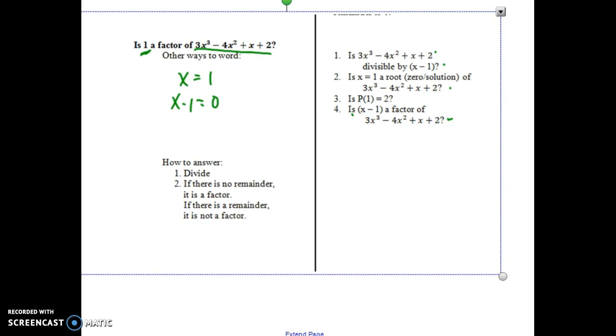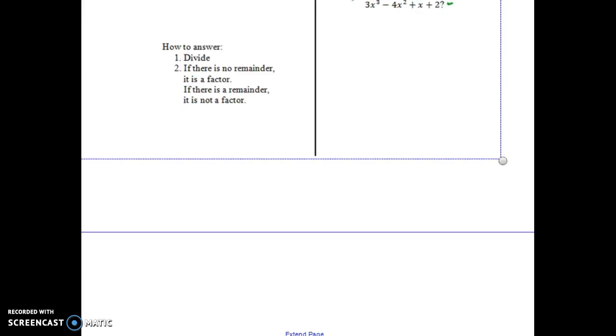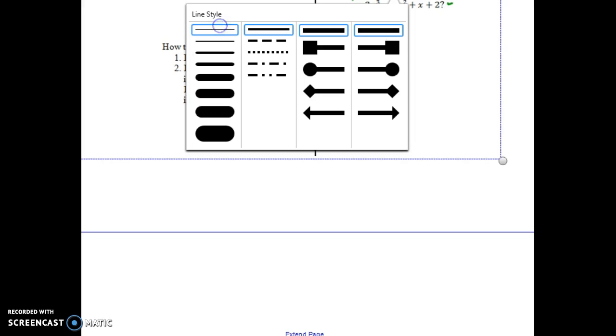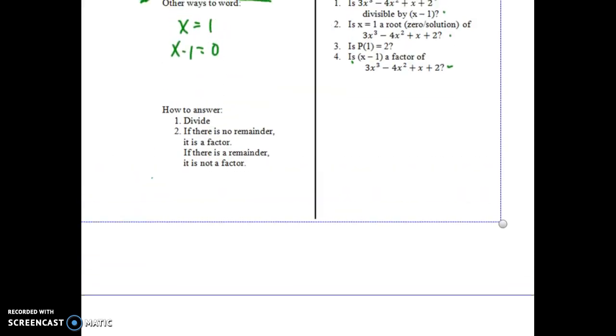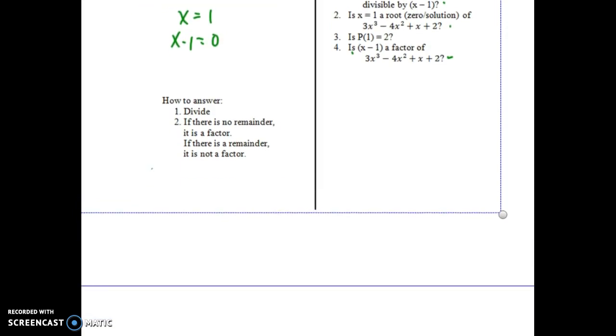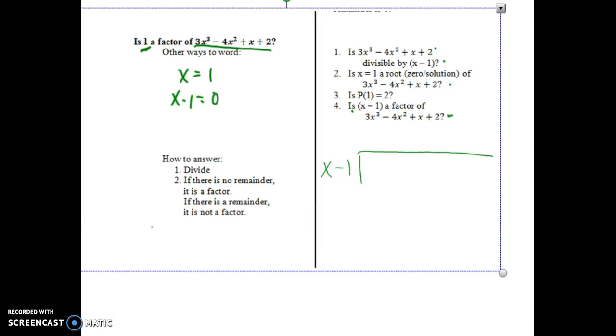We're going to do some division. First thing I'm going to do is make my pen thinner. I've got to go back and look at the polynomial. So x equals 1, so I'm going to use x minus 1. And I'm going to see if that goes evenly into 3x cubed minus 4x squared plus x plus 2.